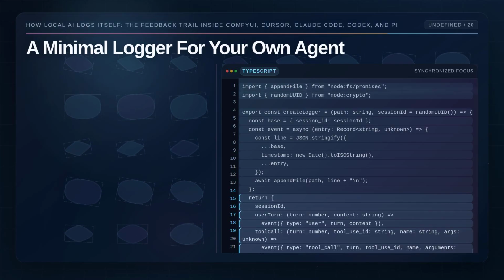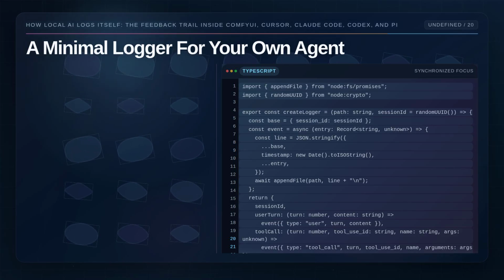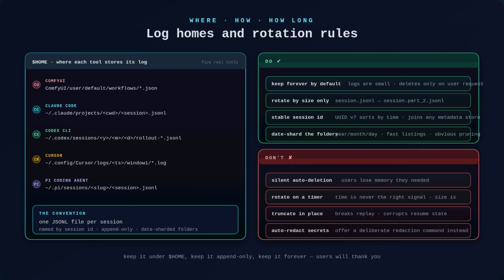Notice what this logger deliberately does not do. It does not filter by log level, it does not colorize output, and it does not support structured templates or fancy formatting of any kind. Those features exist for human debug logs, and they actively get in the way when the consumer is another program. Keep the logger boring and keep the entries typed, because the whole value of this pattern is that the schema is stable and the payload is fully self-describing on its own.